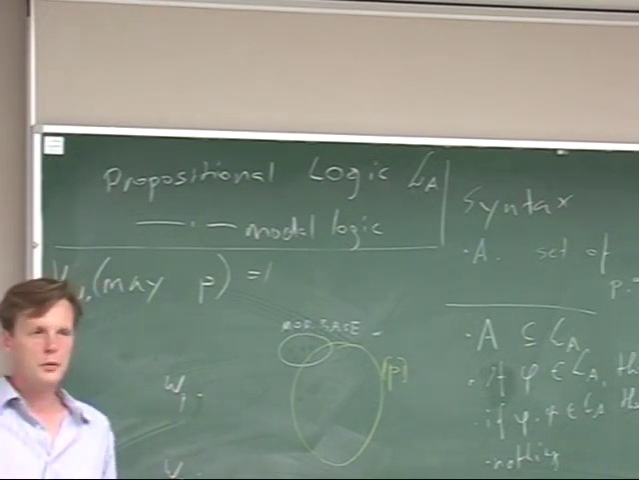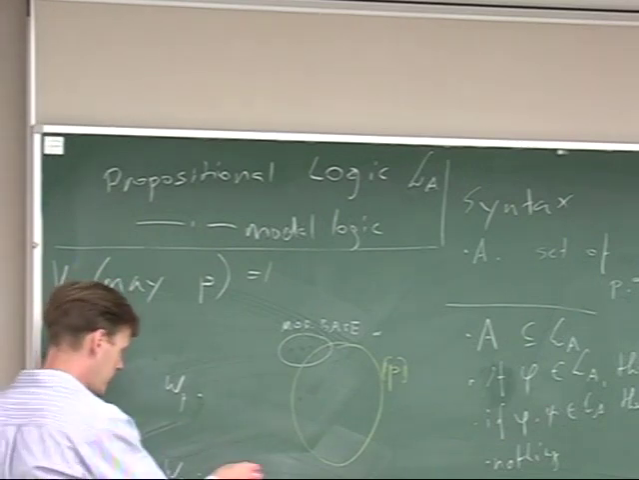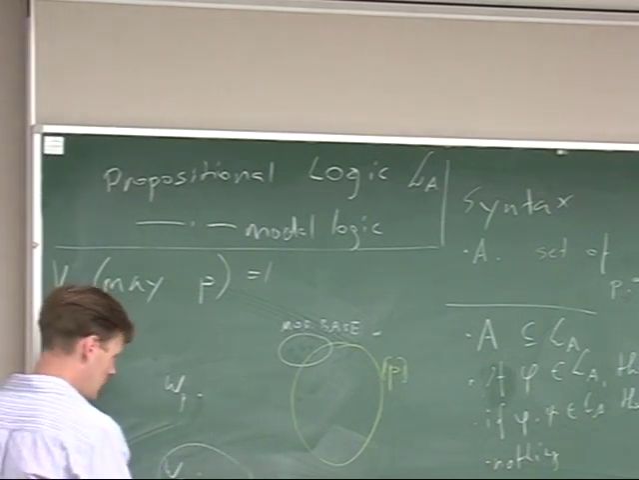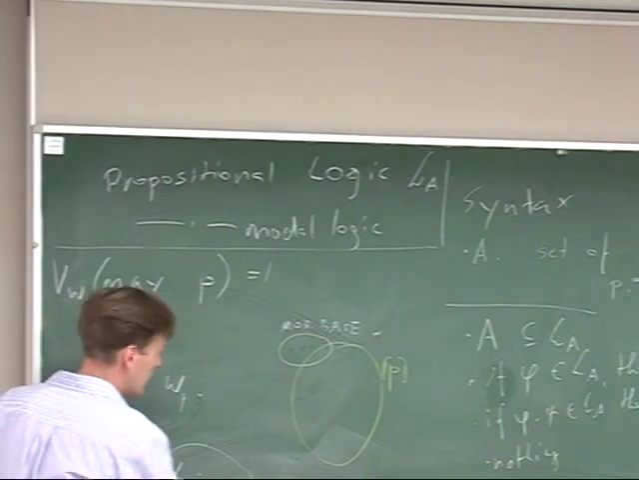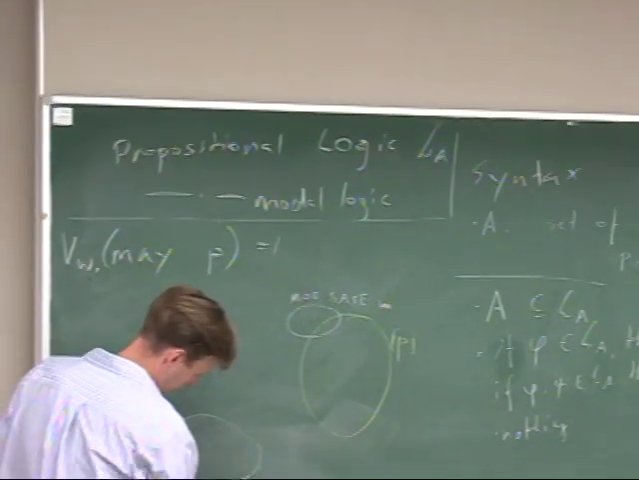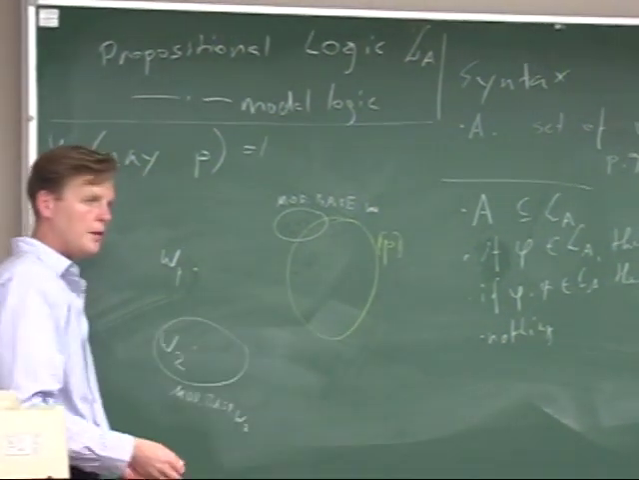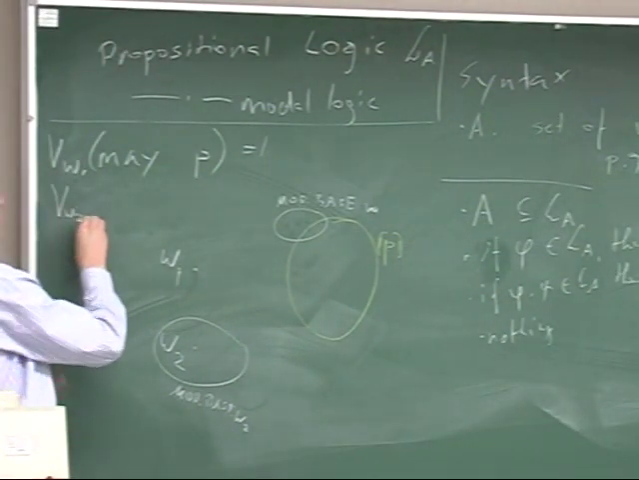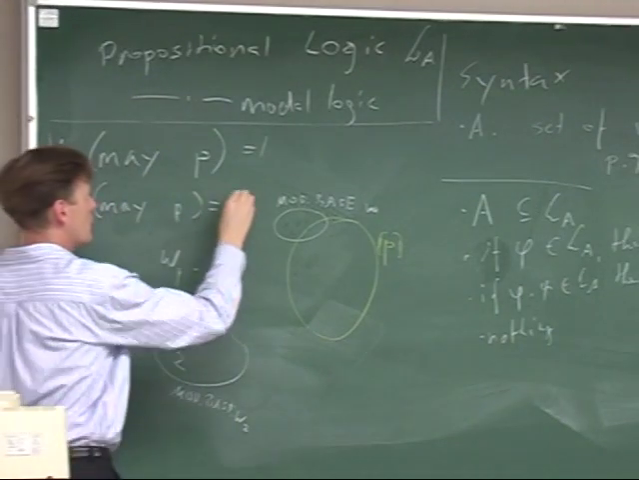then we may be talking about a different modal base, because your beliefs are something else. Perhaps your beliefs are this set of worlds. This should be W1, this should be W2, the modal base at W2. There is no overlap here between P and that set of worlds. So we would say then V at W2 of this sentence "may P" is 0.